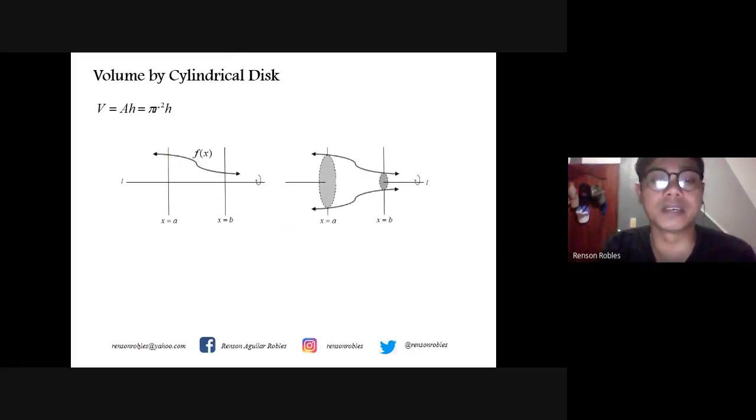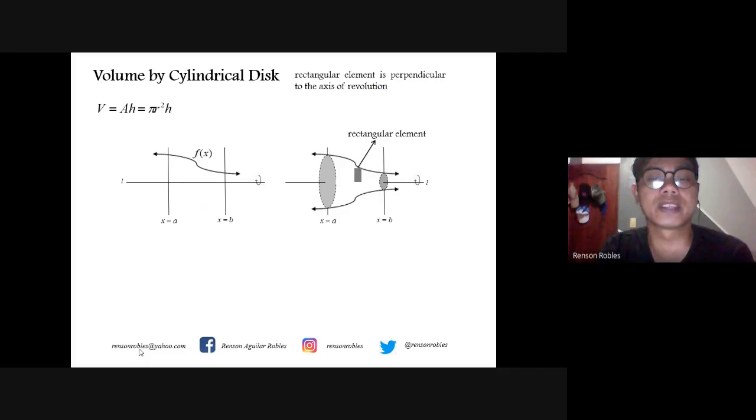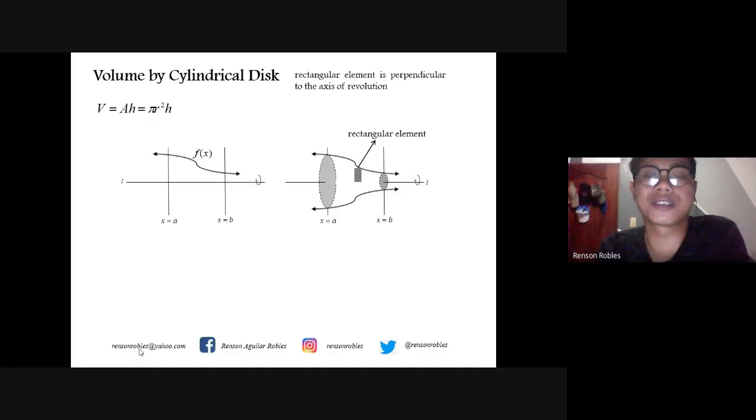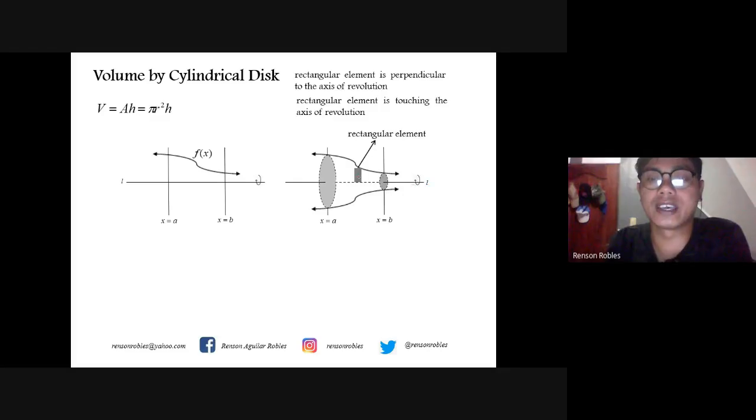So you choose an element. Say we use an element that is a vertical rectangle. In this case, we are taking an element that is perpendicular to the axis of revolution, and that is one condition to use the cylindrical disc. The first condition is that the axis of revolution and the element are perpendicular. Here we notice that the axis of revolution is a horizontal line, and therefore we take an element that is vertical. You can also see that the element chosen is touching the axis of revolution.